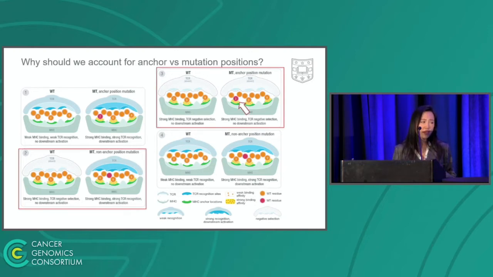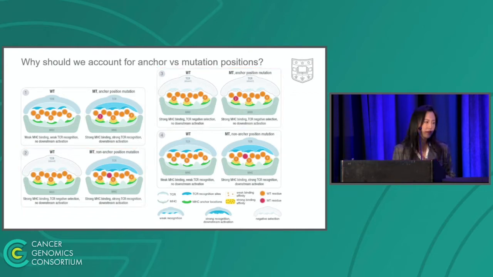In scenario 3, however, that's a different case because now we have the mutation at an anchor position, which means the sequences presented between the wild type and mutant are actually the same, and we have a strong wild type binder. So in this case, we would actually not choose to prioritize this neoantigen since we suspect there would be no downstream activation due to central tolerance.